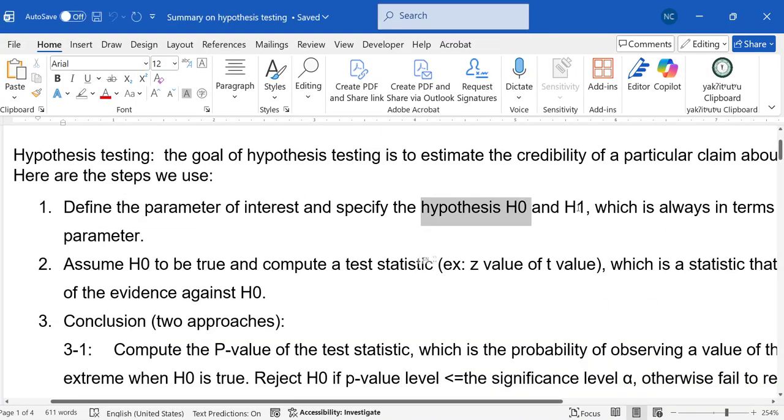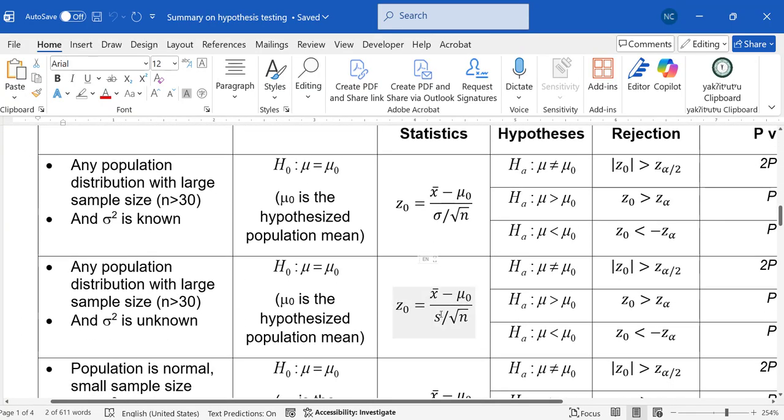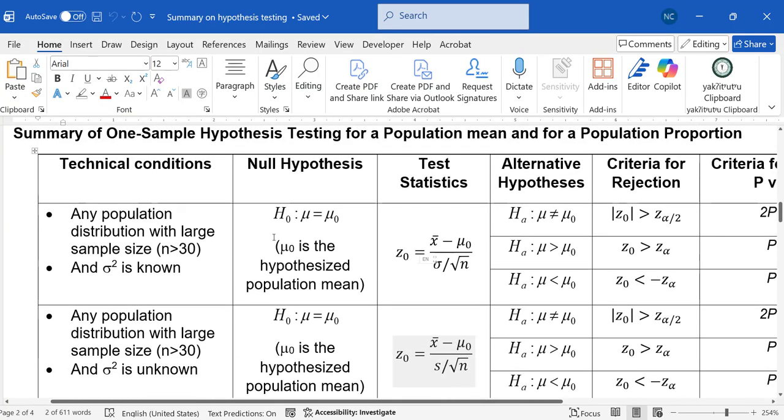And once you know that, the hypothesis, H naught always have the equal sign. Okay? Alternative, always no equal sign. And then you assume H naught equal is true, you calculate test statistic. Is a z-test or t-test. So I list a table here for, say, one sample test.